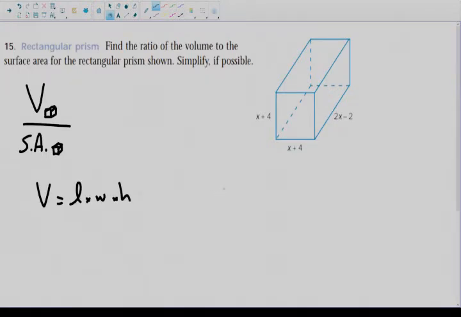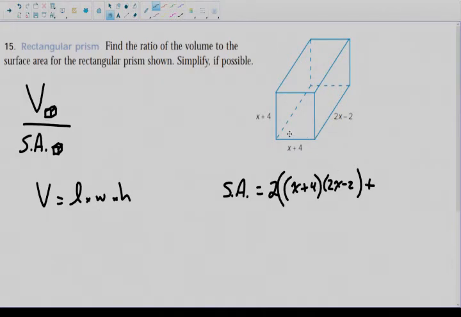height. The surface area for a rectangular base prism is based on the fact that there's 2 of every side. So there's front and back, top and bottom, left and right. Okay, so I'm actually going to pull the 2 as a factor out of the equation. So let's start with top and bottom. The bottom measurements are x plus 4 times 2x minus 2. And I'm going to put that in a big bracket.